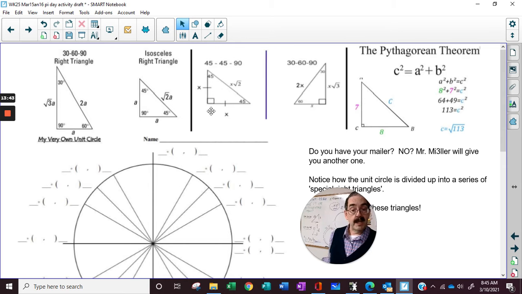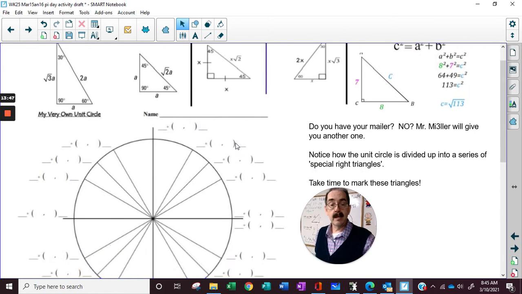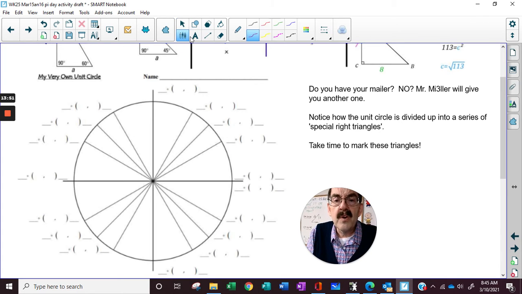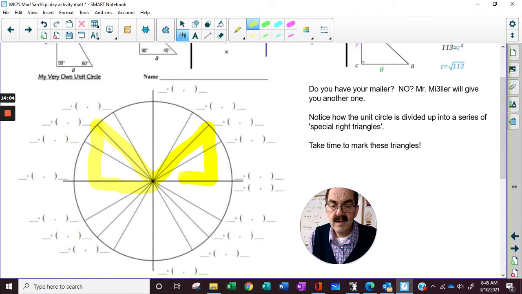45, 45, 90. Well, you just saw on the other side, on that previous page, that I could mark all those 45-degree triangles. So let's just grab a highlighter here. 45, 45, 90, right? 45, 45, 90. A bow tie.